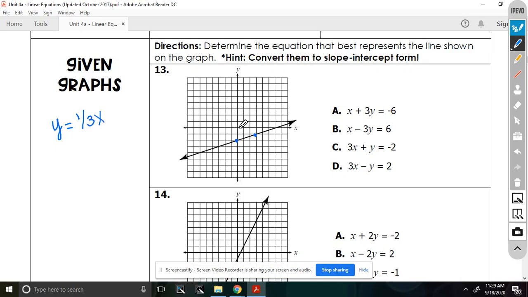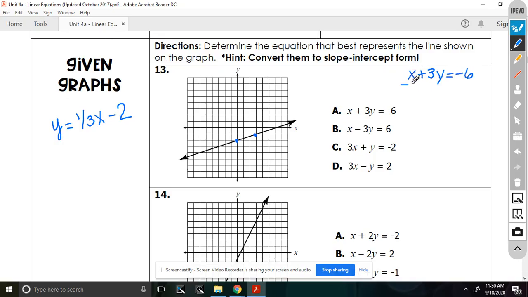And my y-intercept is down 2, so I know that's negative 2. So I need to see which one of the equations equals this right here. So we're going to start with A. So I'm going to do A over here. I have x plus 3y is equal to negative 6.